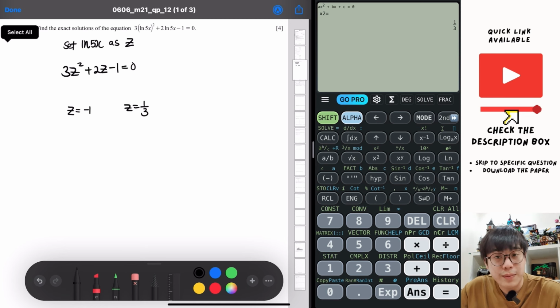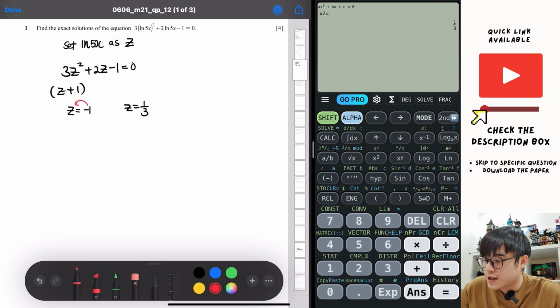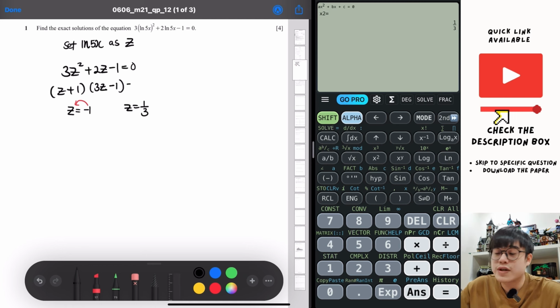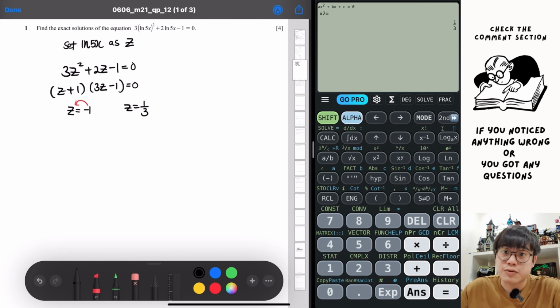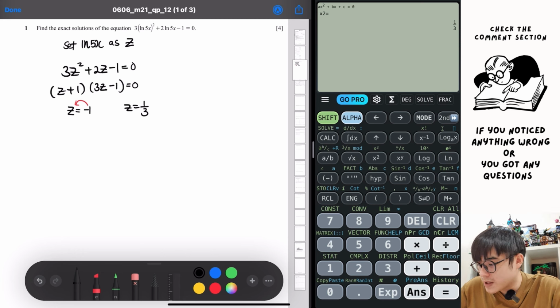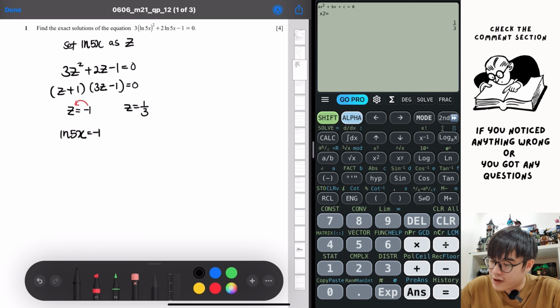So you actually have to work it backwards from the results. Just key in z plus 1, because I'm shifting this thing to here basically. For the other one, the brackets over there will be 3z minus 1 instead. With these two results, remember you're not looking for z here. You still have to fulfill the requirement by identifying your x value. So the z there is basically your ln 5x equals negative 1, then ln 5x equals 1 over 3.